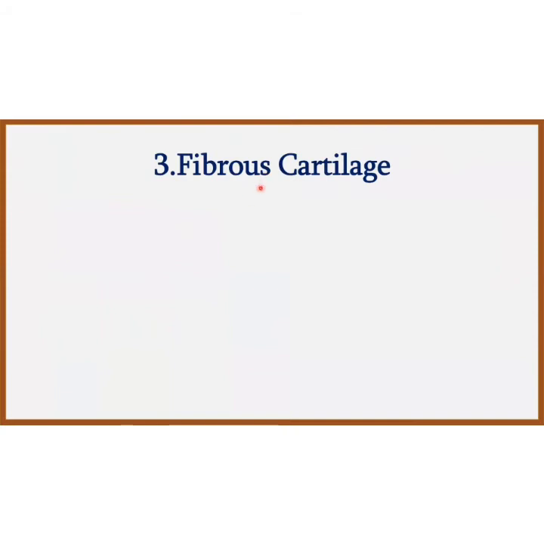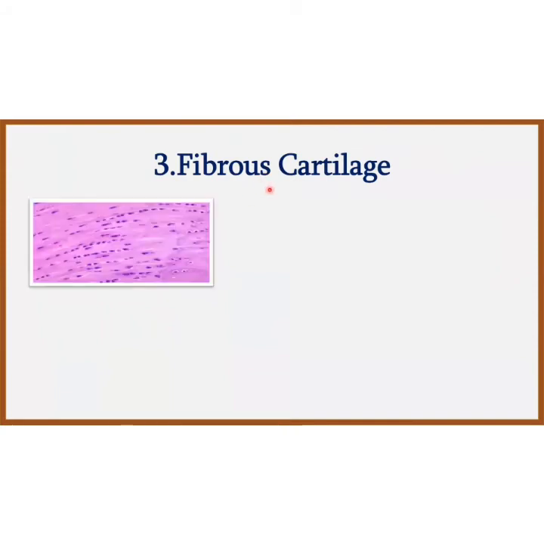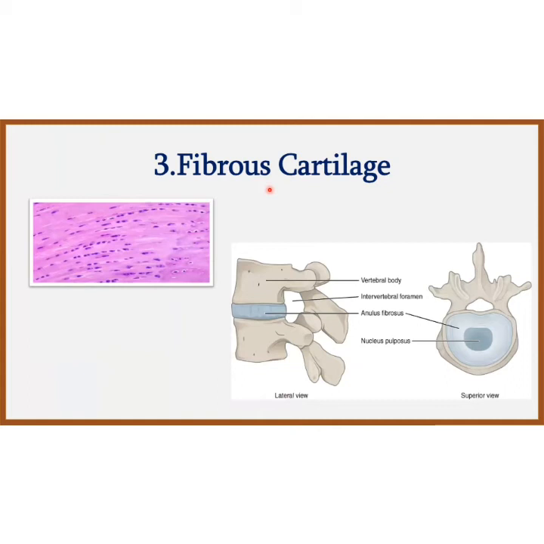Fibrous cartilage. Third is fibrous cartilage. Fibrous cartilage is very tough and less flexible due to the large number of collagen fibers present in knitted form. Collagen fibers are present in knitted form.